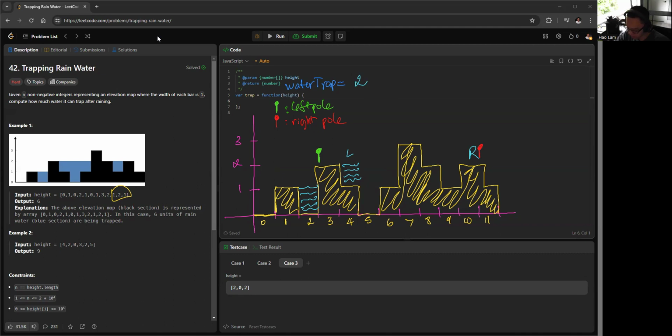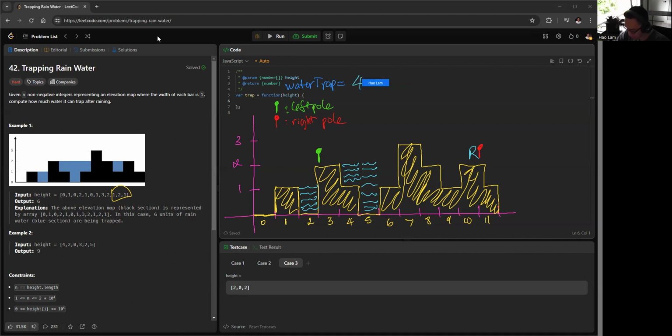And now because the left has a lower height, we move the left to here, right? Because the height at the left is again lower, shorter than the height at the left pole here, we know that there's water trapped. How much? This part right here. So it's 2 minus 0 is 2, so we plus 2, which is 4 here.